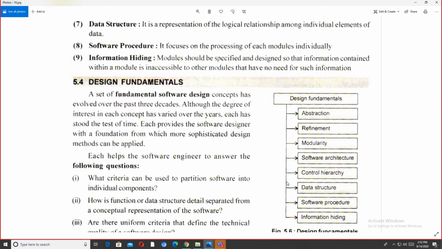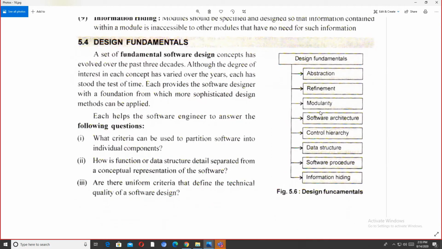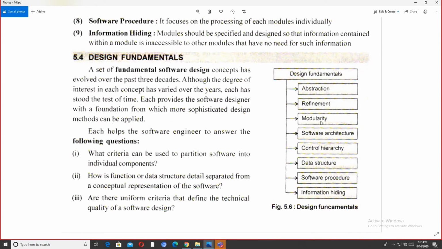So, further elaboration of the abstraction, refinement, modularity, software architecture, control hierarchy, data structure, software procedure, and information hiding. If you can prepare all these points about design fundamentals, anyone can ask you a question and you can answer about design fundamentals. What are the design fundamentals? Then you can say they are abstraction, refinement, modularity, software architecture, control hierarchy, data structure, software procedure, and information hiding.